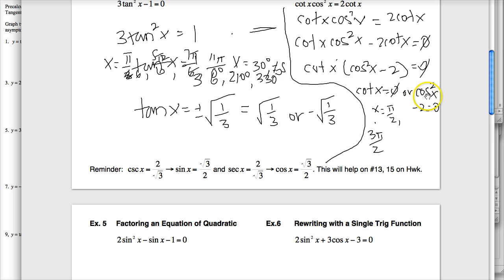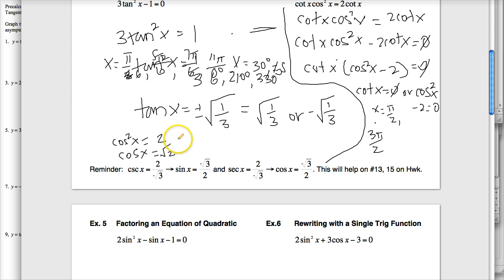On the other side, I get cosine squared x minus 2 equals 0. Okay, so I'm going to use the space right here because I already got a space. So that means, just like the previous problem, let me move the 2 to the other side. So cosine squared x equals 2. I'll square root both sides. I get cosine x equals plus or minus the square root of 2.